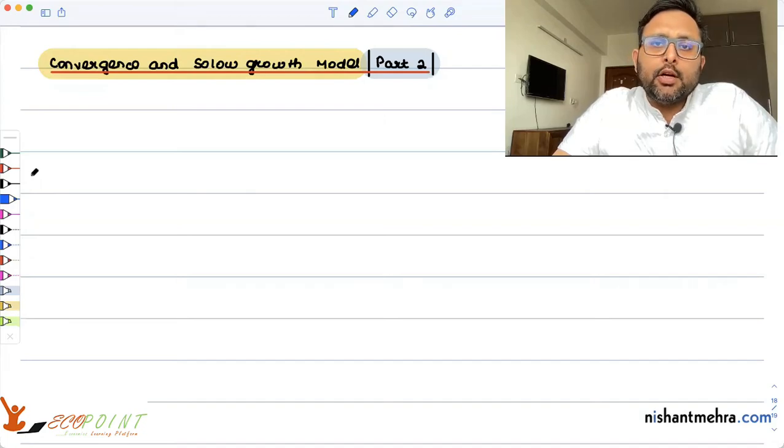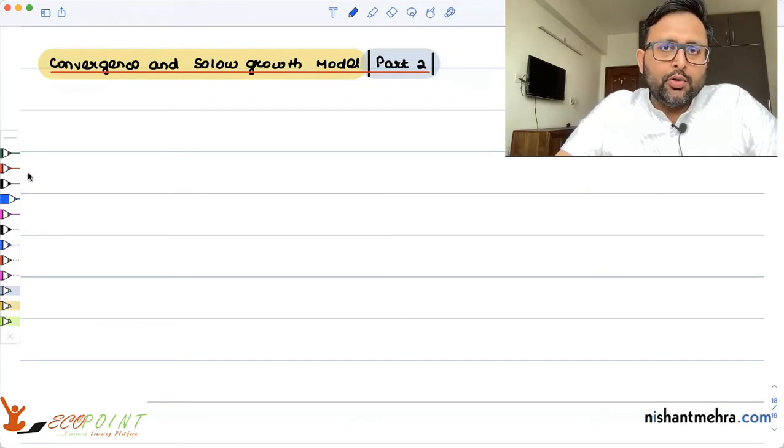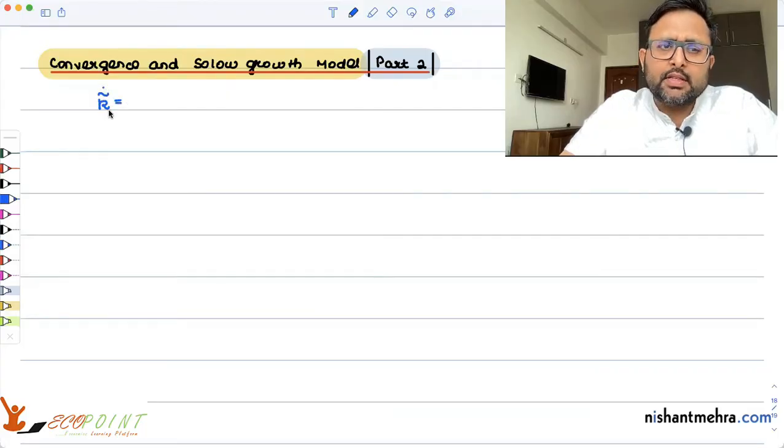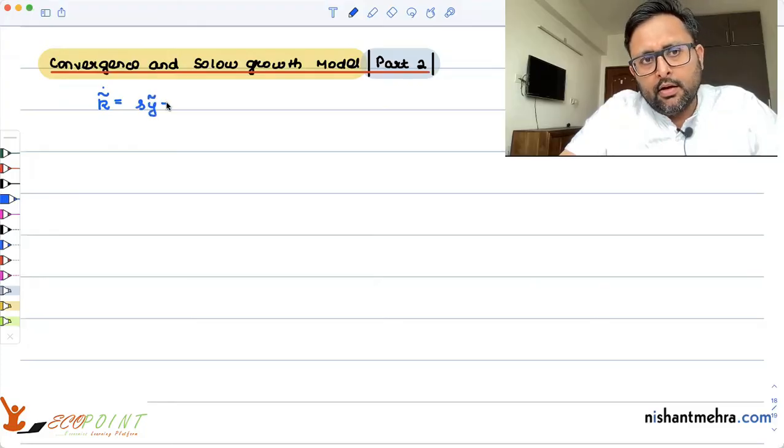So we were discussing convergence and the Solow growth model. We have already talked about the meaning of convergence. If you remember, we have derived the key equation of the Solow model earlier also. So this is k̃ dot is s y k̃ minus (n plus δ plus g) k̃.